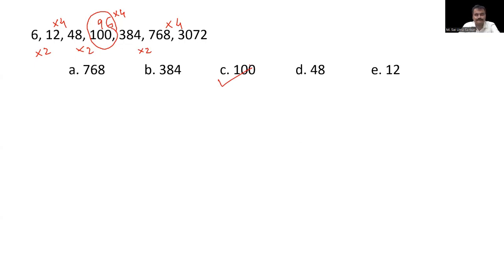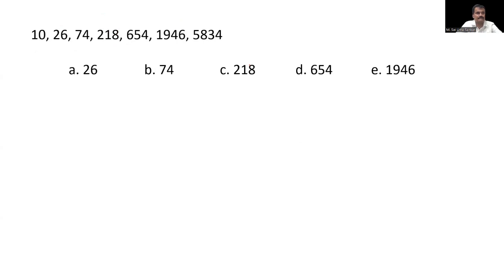Next. 10, 26, 74, 218, 654, 1946. Now, what is the answer? See, from this question onwards, little bit difficult questions are there. Okay, nothing to worry. What is the relation between the first number and second number? Into 3 minus 4. What is the relation between 26 and 74? 26 into 3, that is equal to 78 minus 4.